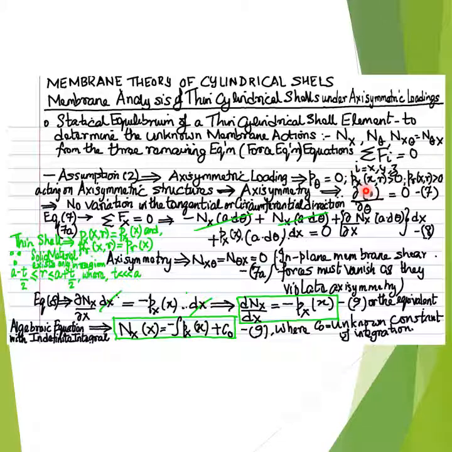Further, the only external loads or the external forces acting on the differential thin cylindrical shell element that can assume a non-zero value are the axial or the longitudinal external load Px, which in general may be a function of the cylindrical coordinate x and r, or the radial external load PR, which also in general can be a function of x and r.